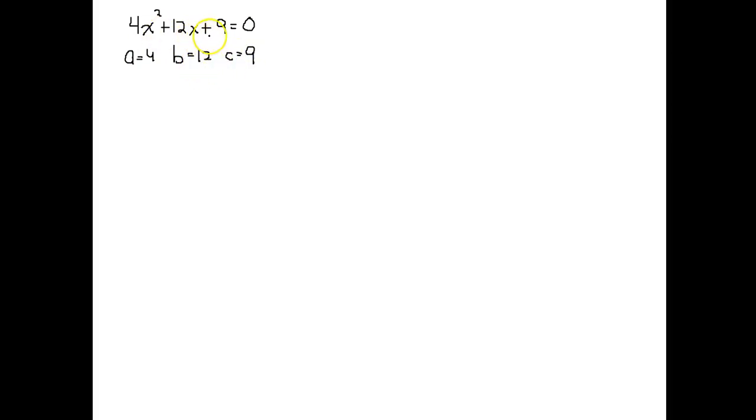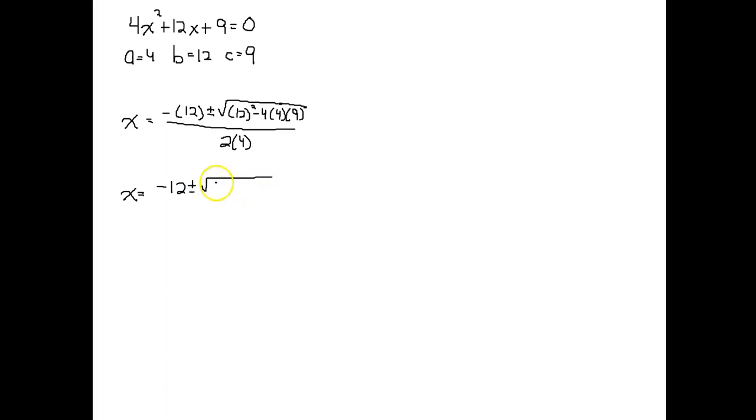Some of you might already notice that 4x squared plus 12x plus 9 is actually a perfect square trinomial. So kind of a little pattern there. All right, x equals negative b plus or minus square root b squared minus 4ac all over 2 times a. So x equals negative 12 plus or minus square root 144 minus 4 times 4 is 16. 16 times 9 is also 144 all over 8. So x equals negative 12 plus or minus square root is 0 all over 8.